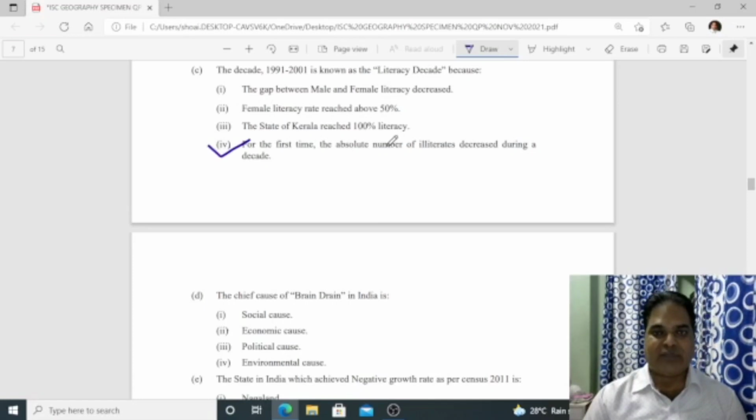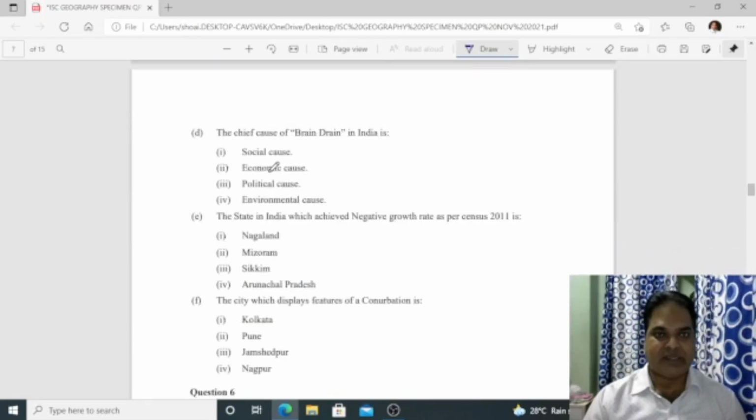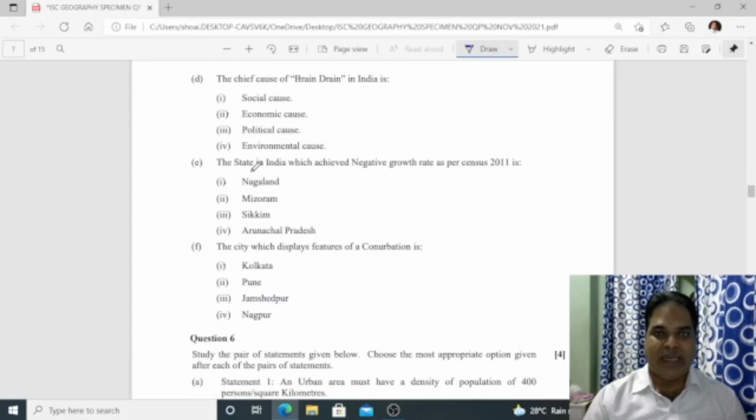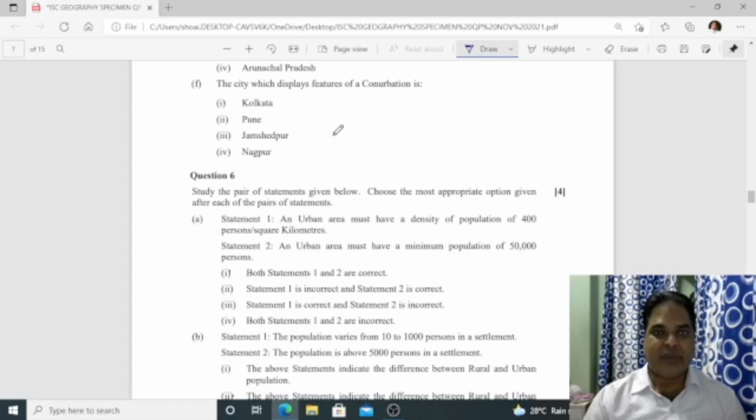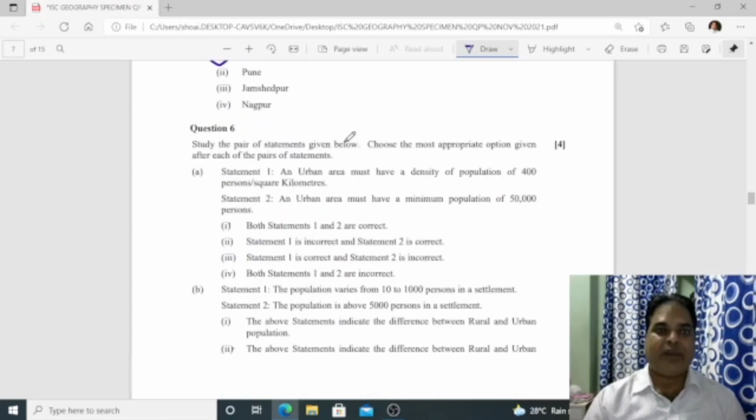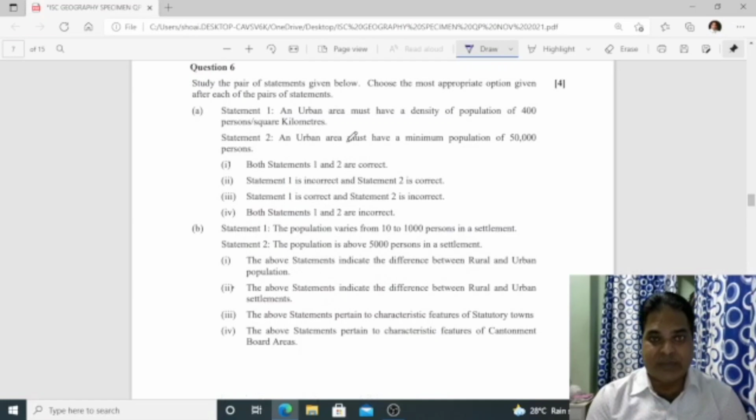C, the decade 1991 to 2001 is known as literacy decade because number 4 is correct: for the first time, the absolute number of illiterates decreased during a decade. D, the chief cause of brain drain in India is economic cause. E, the state in India which achieved negative growth rate as per census 2011 is Nagaland. 1 is correct. The city which displays features of conurbation is Kolkata.